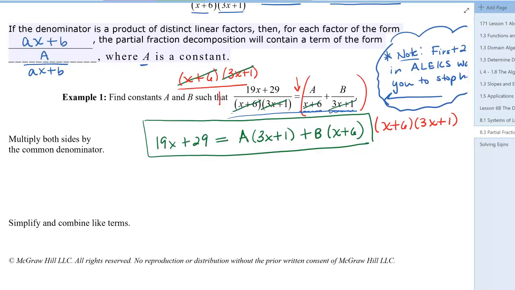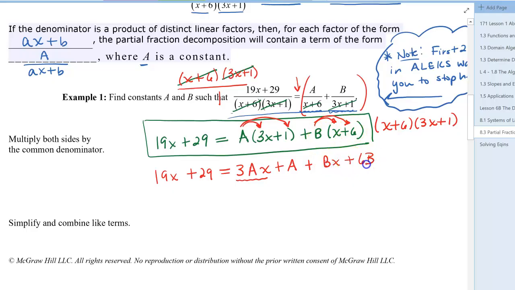Now we want to work on this equation a little bit. I'm going to distribute A to the first set of parentheses, and I'm going to distribute B to the second set of parentheses. I'm going to leave this alone, 19x plus 29, and that's equal to A times 3x is 3Ax, and A times 1 is A, plus B times x is Bx, and then B times 6 is plus 6B.